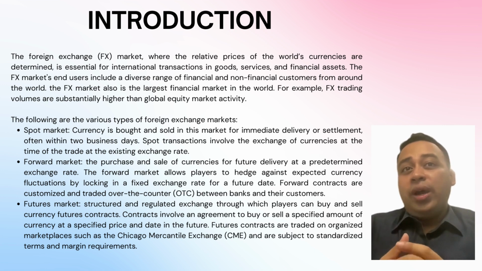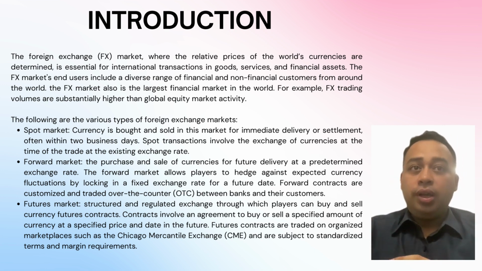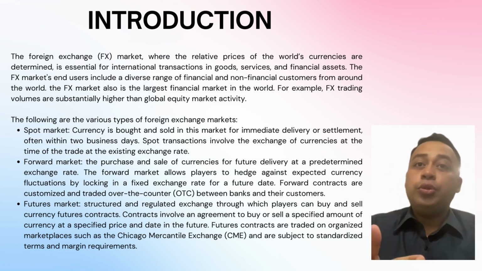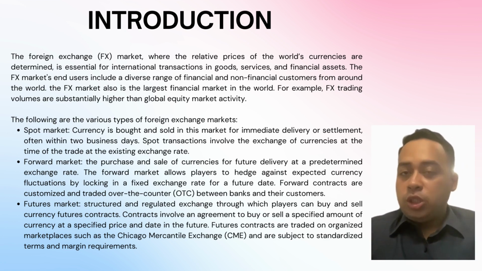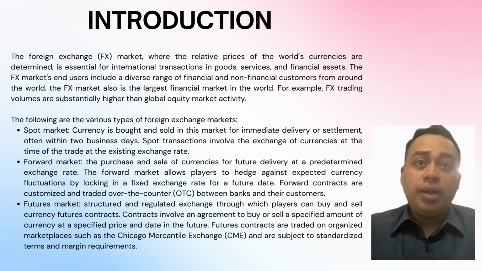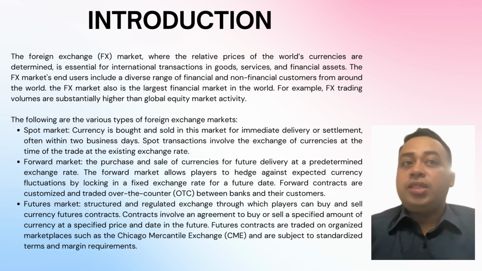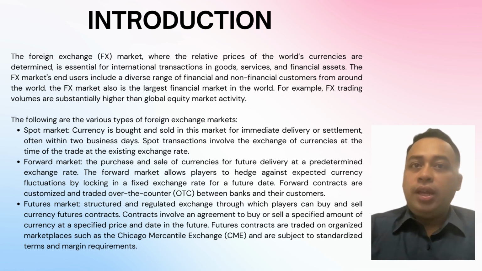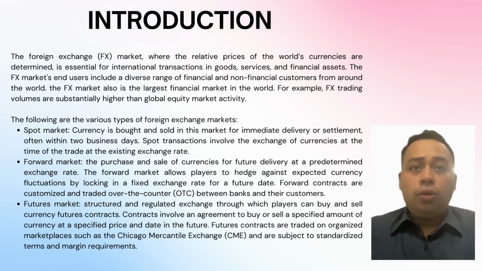Next, we will look at the types of foreign exchange market. There are three types: the spot market, the forward market, and the futures market. Let us go first to the spot market. In the spot market, currencies are bought and sold for immediate delivery or settlement, often within 2 business days. Spot transactions involve the exchange of currencies at the same time as the trade, at the prevailing exchange rate.